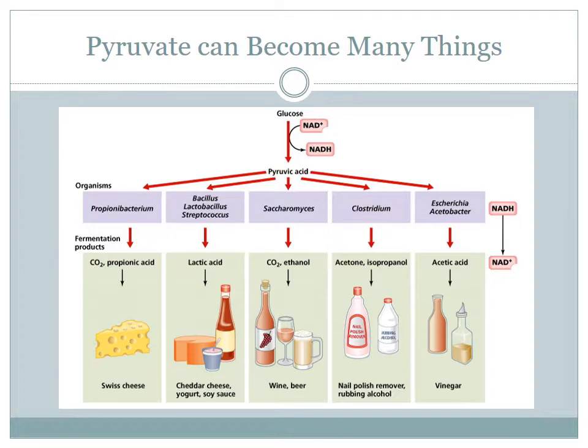Now, that pyruvate, if it doesn't go into the Krebs cycle, if it doesn't get broken down through oxidative phosphorylation, it can be lots of different things. If it's exposed to the enzymes in Propionibacterium, it can become propionic acid. So Swiss cheese. Have you ever had Swiss cheese? You at least know what Swiss cheese looks like. It's in all the cartoons. Swiss cheese has all these holes in it.